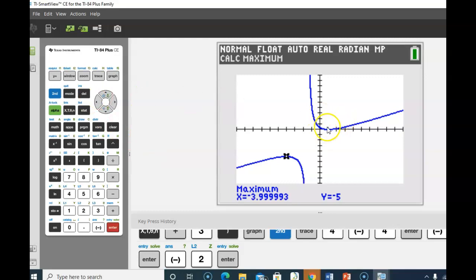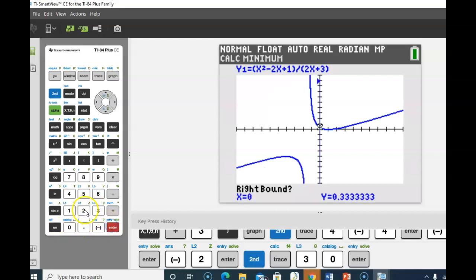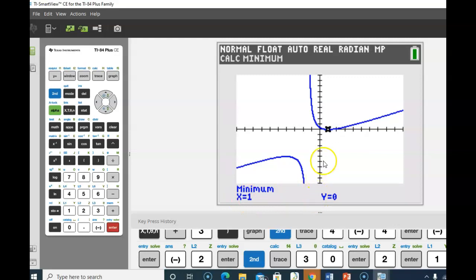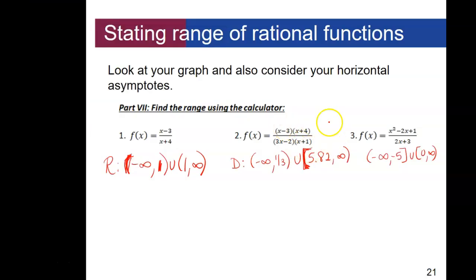And then if we want to find this value here, we're going to do second, calculate, minimum. And that minimum looks like it's going to be somewhere between 0 and 2, possibly around 1. So our minimum is 1, 0. So our range then is going to be from -infinity to -5, and then from 0 to positive infinity. Okay, so this is the range that you should have gotten. So your calculator can be very helpful as far as finding these values for you to use.